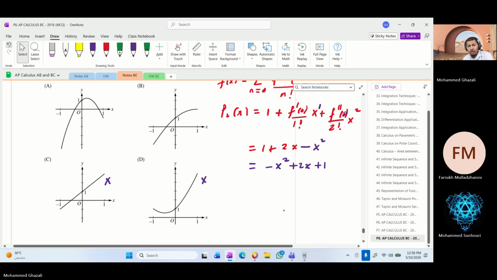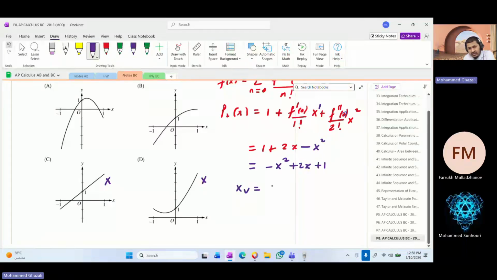Where's the turning point? How do you find the turning point? Minus b over 2a, the vertex, or the derivative equal to 0. Minus b over 2a is minus 2 over 2 times negative 1, which is 1. So the function is turning at 1. Okay? So it can't be here because this function is turning at maybe 0.25, a quarter. So it can only be answer B.